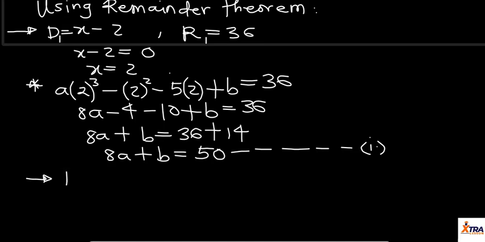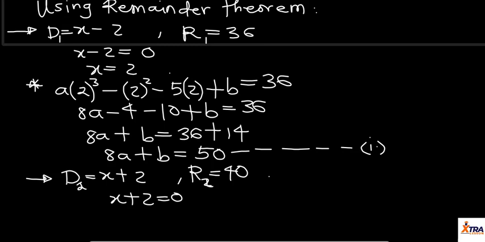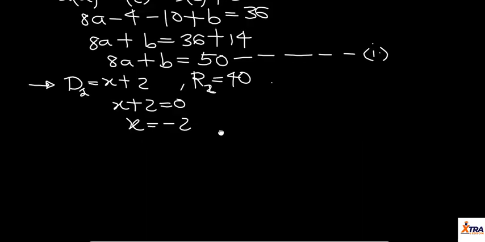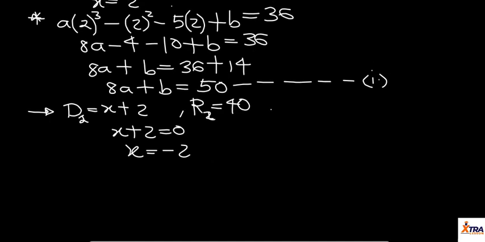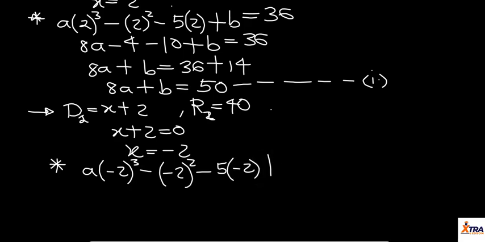I know for my second case, that is my d2 in this case is x plus 2, and my remainder is 2, I can now use this one. I'll say x plus 2 equals 0, and then my x here will give me minus 2. Since I know this, I will just substitute it into my polynomial f of x, and then say my a times minus 2 cubed minus minus 2 squared minus 5 times minus 2 plus b equals 40.